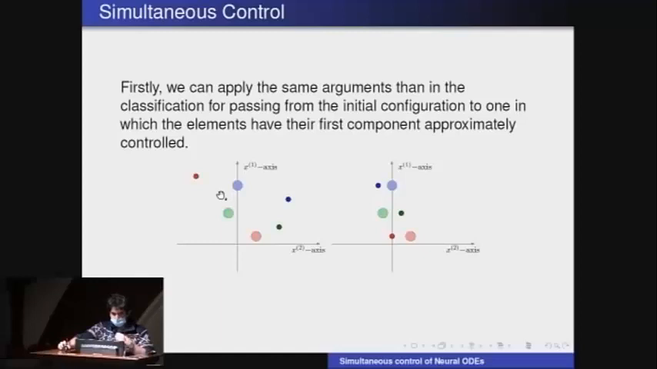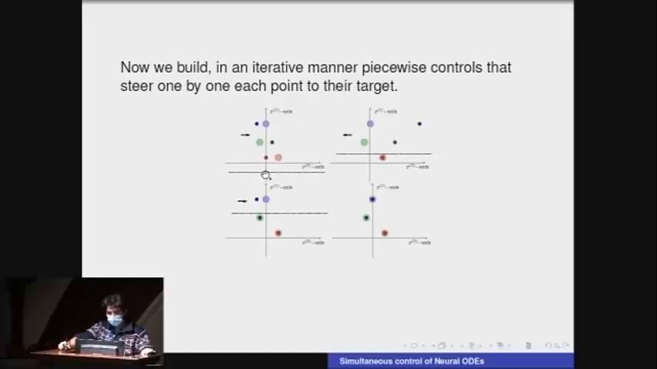And now once they have controlled the first component, we can also proceed sequentially and put a hyperplane here to push all the points to the right so that this red point is in its corresponding target. So we put the hyperplane above so that this point is now frozen, and we proceed sequentially until all of them are in their target.